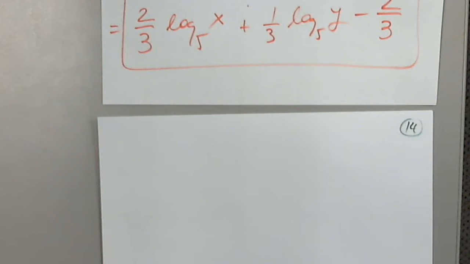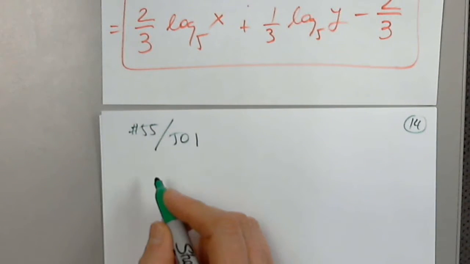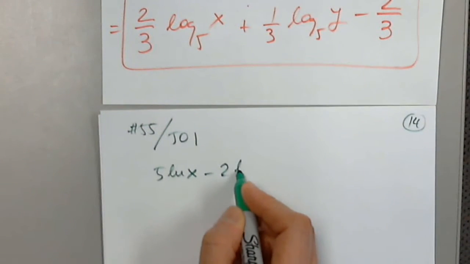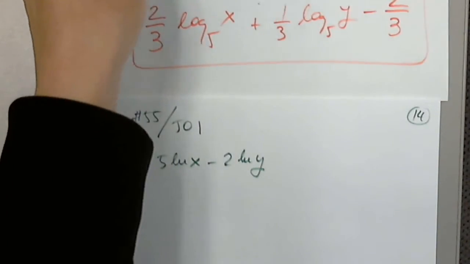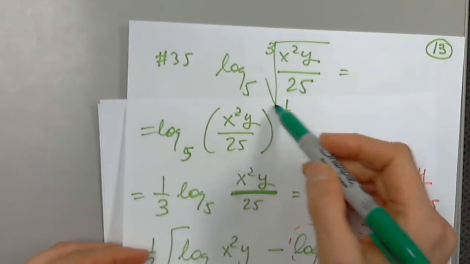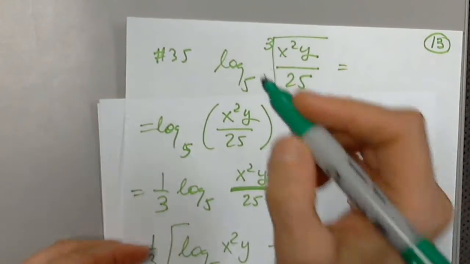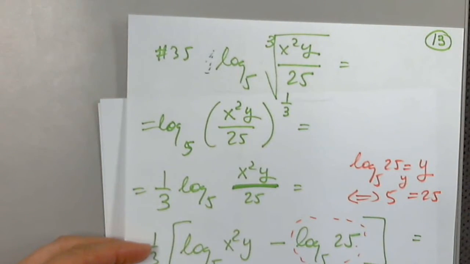So let's say 55 on the same page, 501: 5 natural log x minus 2 natural log y. In this problem, we are asked to condense everything into one log with 1 as the coefficient outside, and the expression can be anything. So basically, we are going backwards. See, condensing means I'm given this, and I want to come up with this: 1 log, so there is 1 in front, log base 5 of whatever expression I come up with.